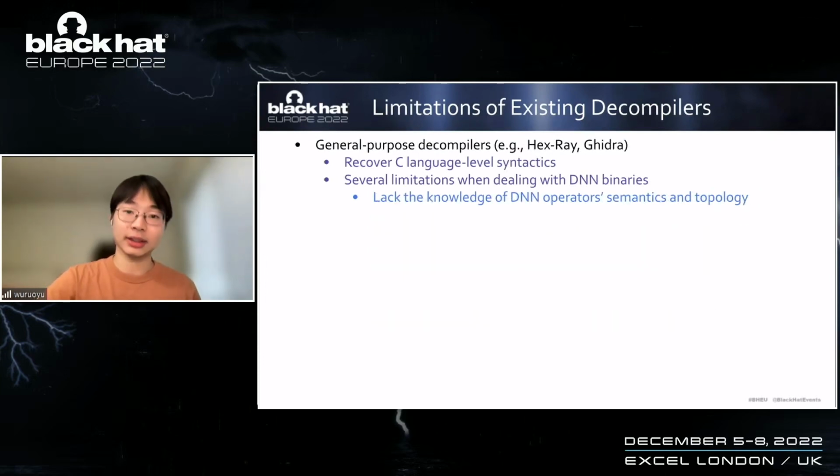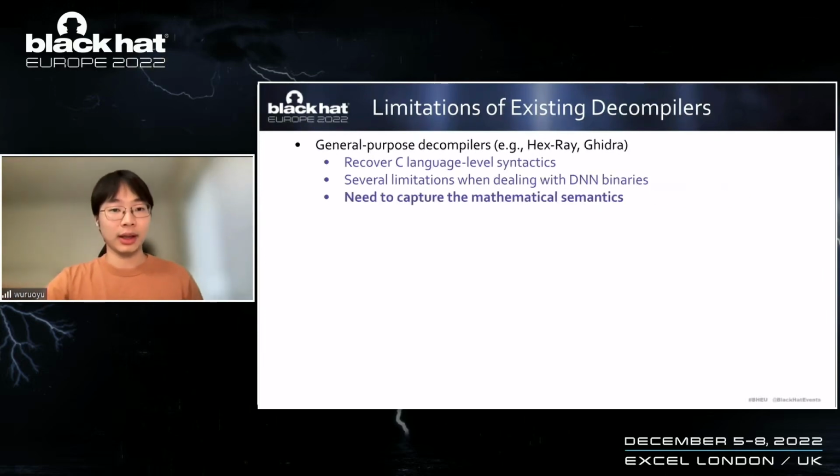And the last reason is that the existing general purpose decompilers lack the knowledge of DNN semantics and topology. So intuitively, they cannot generate a high level representation of the DNN. Therefore, we need a new decompiler which is capable of capturing the mathematical semantics from the binary and converting the mathematical semantics into high level DNN semantics.